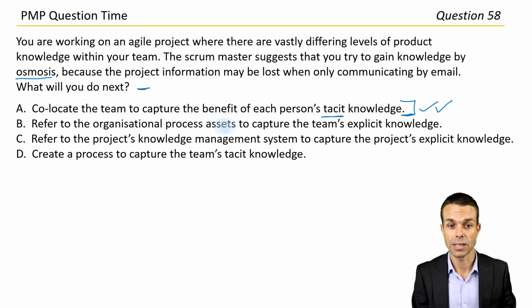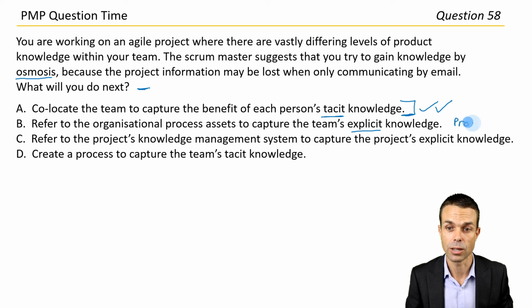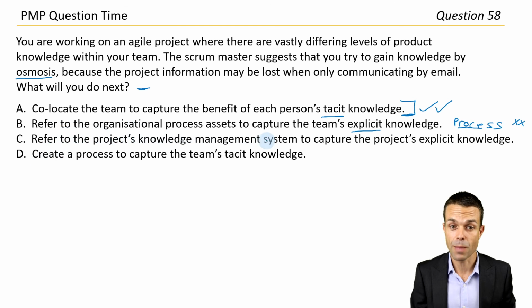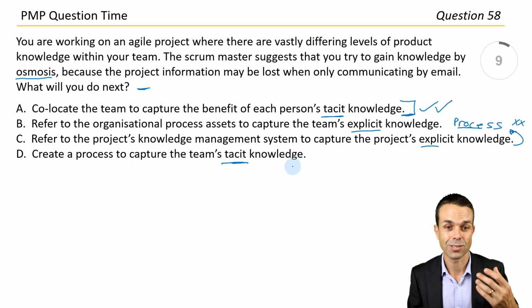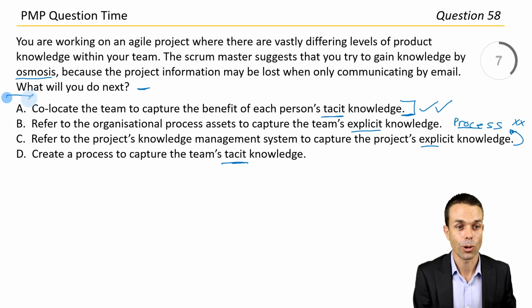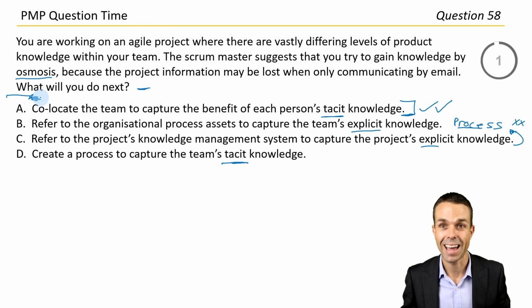Refer to the organizational process assets to capture the team's explicit knowledge. Explicit knowledge is things that can be explained, like processes that we can put in place, for example. But that's a no for now. Osmosis is that co-location. Refer to the project's knowledge management system and capture the project's explicit knowledge. Very similar again, good practice, but not for us. Create a process to capture the team's tacit knowledge. We're creating a process to do that, but the process actually is co-location. Usually we're all together, we're overhearing things. I think for our purposes, let's go with answer A.